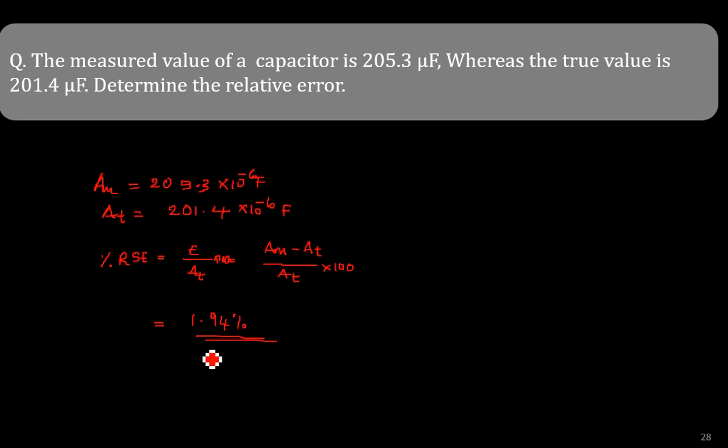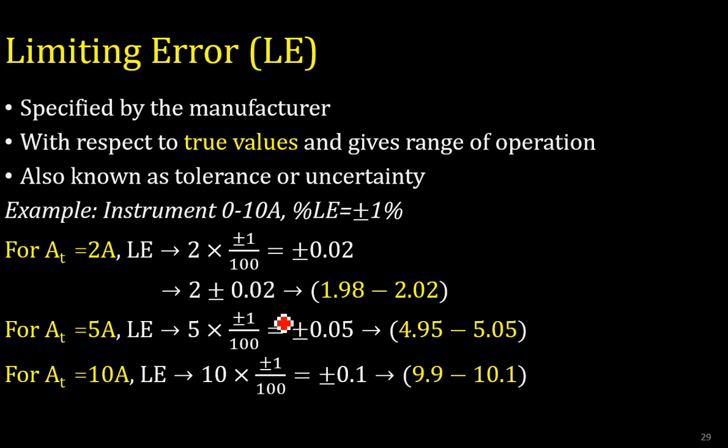Okay, which is the relative static error or relative error in case of this measurement. So here you can see that the capacitor value is being measured and the true value is also given. So from that you can calculate the error in that particular measurement, or relative error in that particular measurement. Now the next error is limiting error.